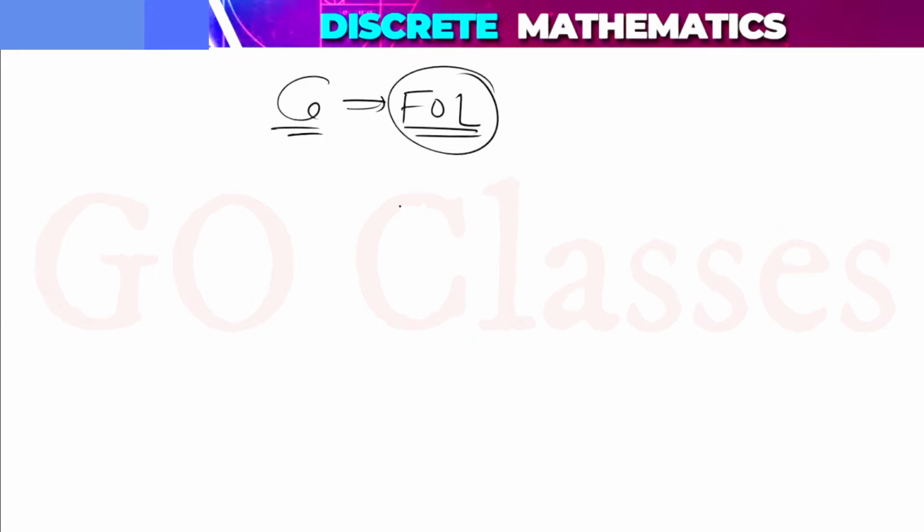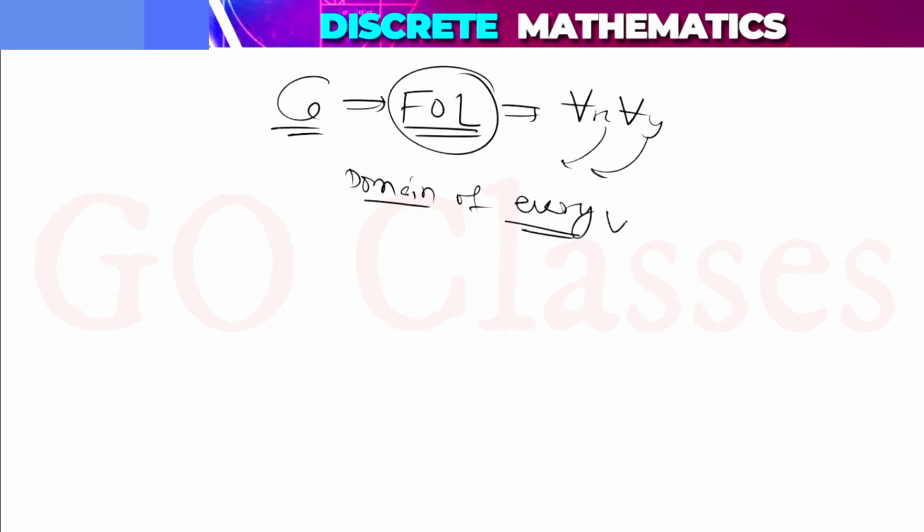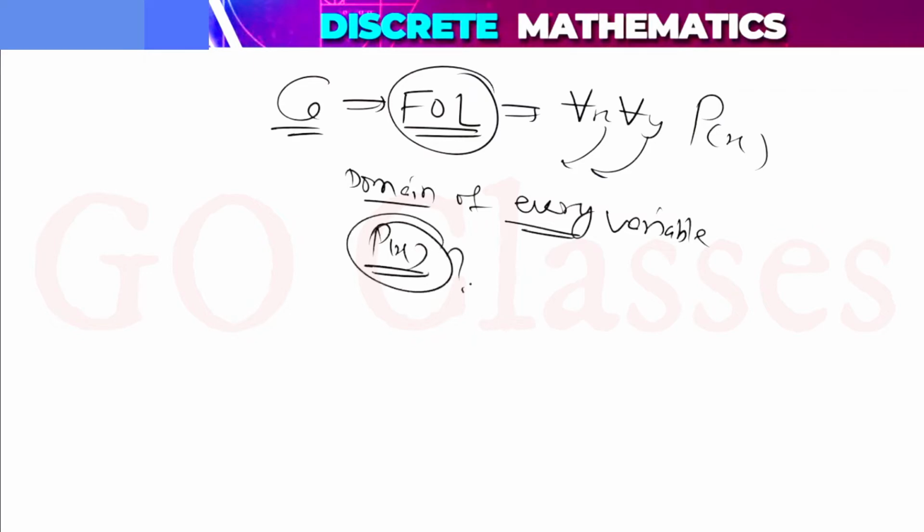If this G is a first order logic formula, then what is the information you need to say the truth value of G? You already know that we need the domain of every variable, whatever variables we have in this formula. Maybe this formula is like this, for all x for all y. So we need the domain of every variable. Also, for every predicate that we are using, we need to know what that predicate is.